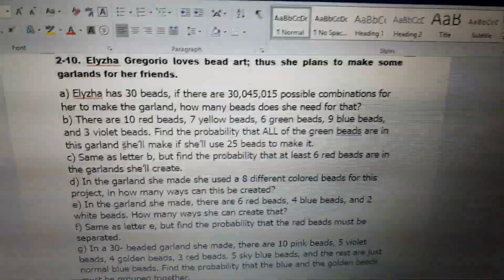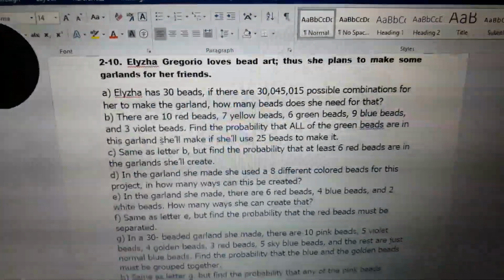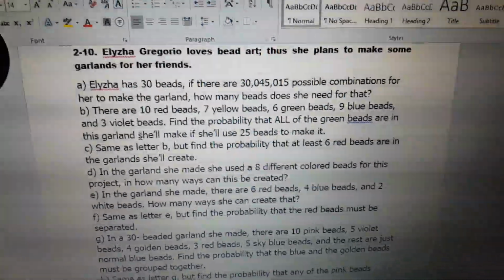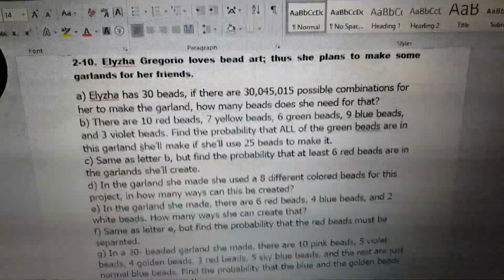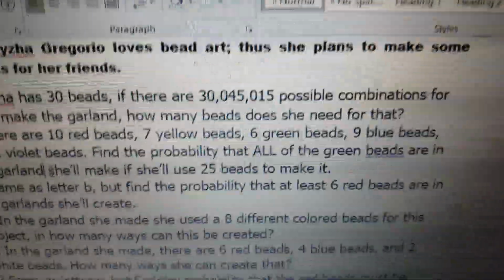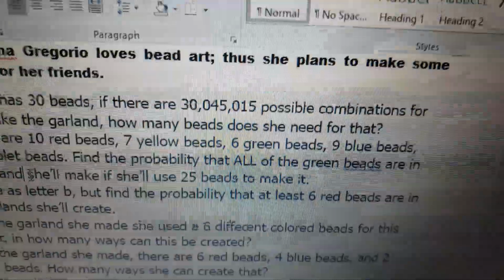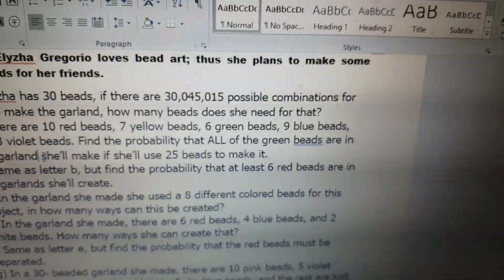So when the beads are chosen, you cannot replace them anymore. Whatever bead you've already chosen cannot be returned. So let's say for example, when you use the green beads, all of them, automatically you have no green beads left. Because it says all, I highlighted it, the word all is capitalized. Every green bead will be used.